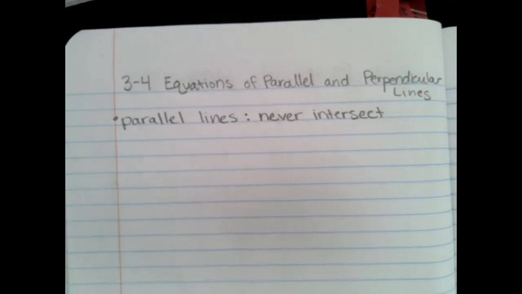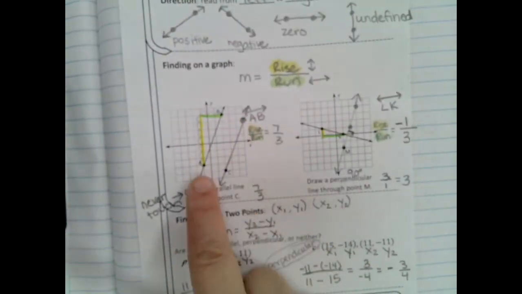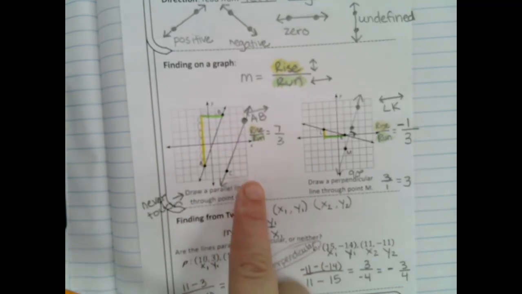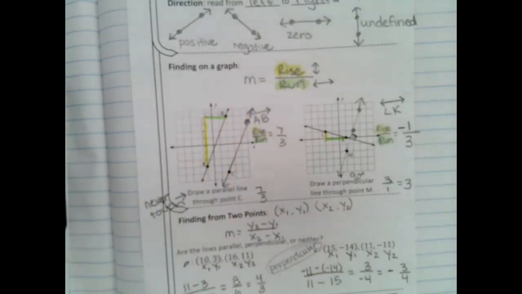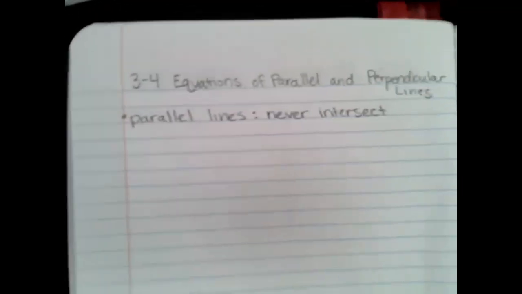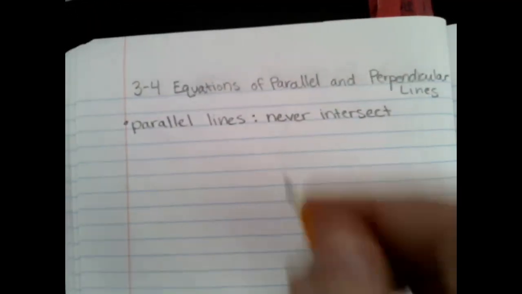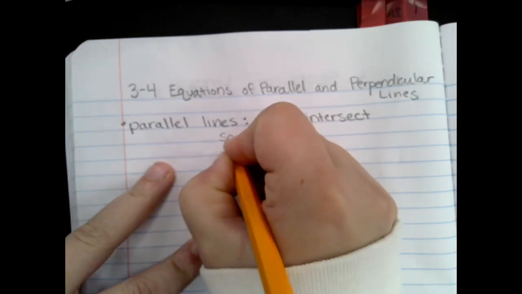So in order for two lines to never touch, as we took a look at our graphs, remember for not touching, what has to be the same? What has to be the thing about the slopes? They have to be the same slopes, or they have to be equal slopes. Okay, so same slopes.